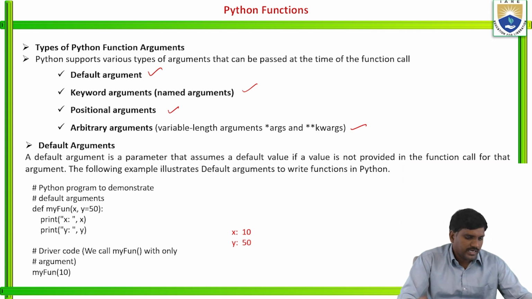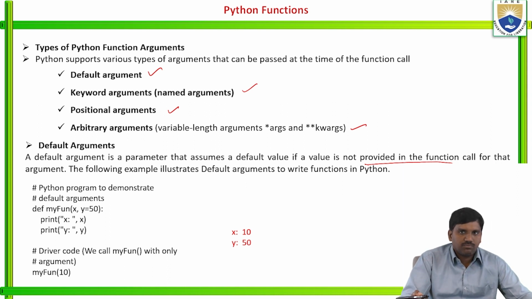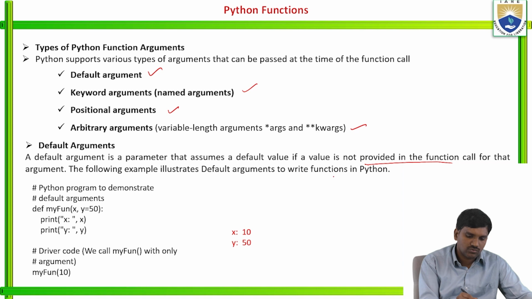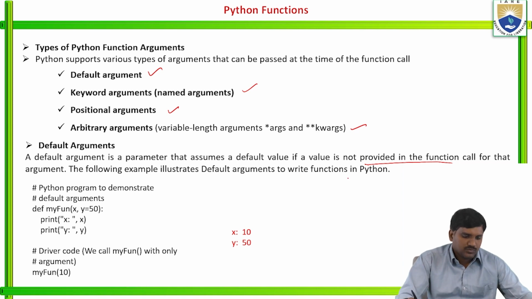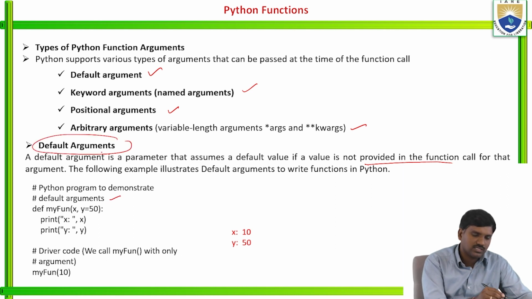A default argument is a parameter that assumes a default value if a value is not provided in the function call for that argument. The following example illustrates default arguments when writing functions in Python. So here is a Python program to demonstrate default arguments. The main heading is default argument, and this is the example program to denote the default arguments.